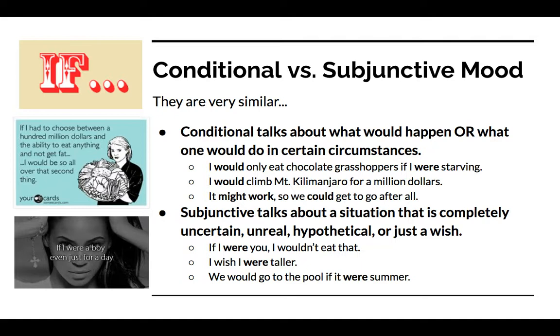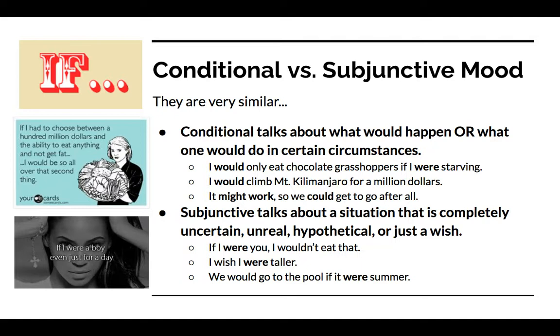Now let's talk about the subjunctive, because subjunctive can often be confused with conditional. The subjunctive mood talks about a situation that is completely uncertain. It is unreal. It is hypothetical, or it's just a wish. The most common one I've ever heard is if I had $1 million, or if I were rich, I would travel the world, something like that, right? So it's an uncertain or maybe even unreal situation. Hypothetical means that you're just talking about something that hasn't happened but maybe could, or it's just a wish.